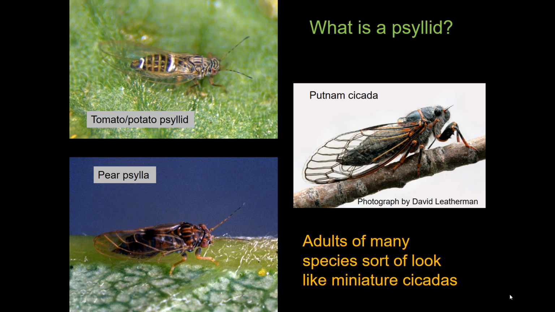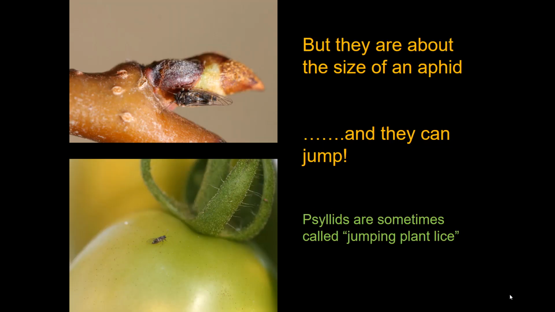It's an insect that in the adult stage often looks kind of like a cicada. I'm not sure if you've seen a cicada, probably most of you have, but there's a cicada on the right, and there's a couple of psyllids. A psyllid or scilla, you'll see both of those terms used to describe it. But they're only about the size of an aphid, and furthermore, they can jump. The psyllids are sometimes called jumping plant lice, and that's related to the word plant lice being used to describe aphids in Britain, and these would be presumably aphids that jump. They're again not aphids; they're in a different family or different families, but that's why they're sometimes called jumping plant lice.